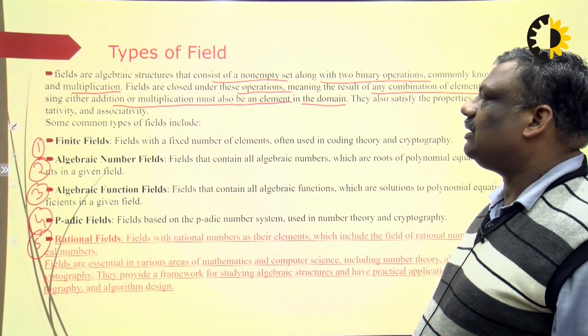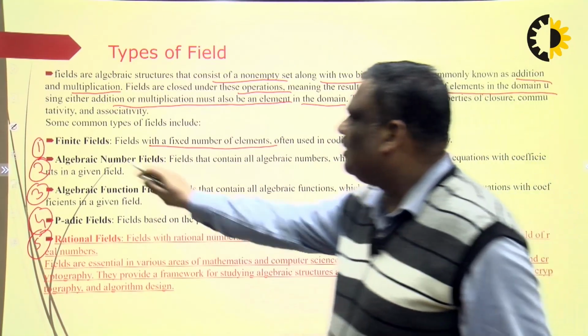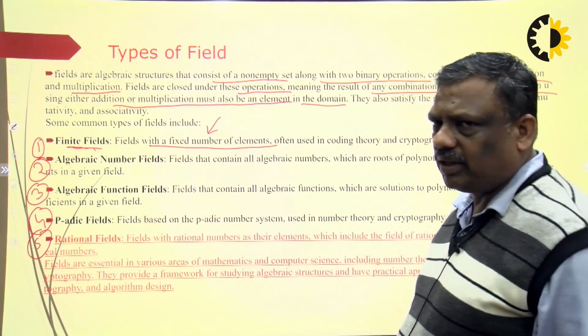A field with a fixed number of elements is known as a finite field. A finite field has a fixed number of elements.